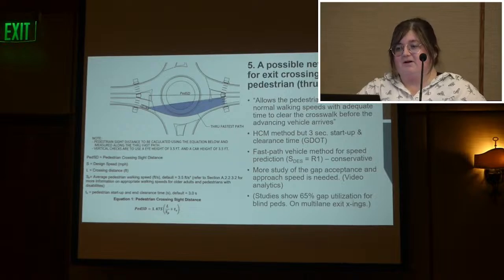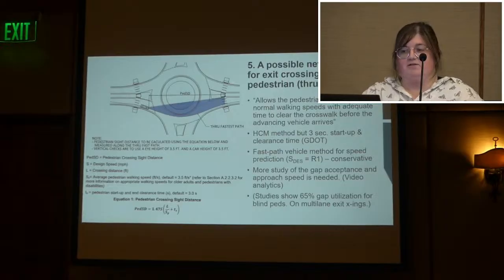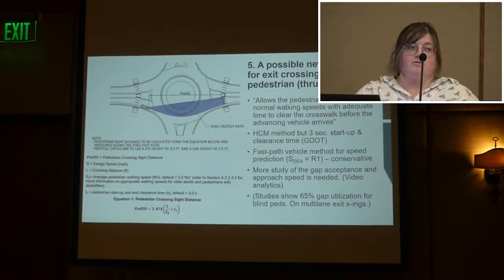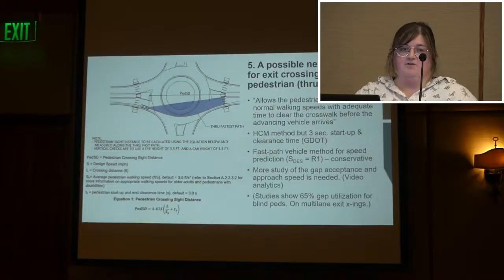So this allows the pedestrian to cross at a normal walking speed with adequate time to clear the crosswalk before the advancing vehicle arrives. So this is the HCM method, but a 3-second startup and clearance time for the pedestrian. This uses the fastest path R1 entering speed, which is more conservative than that R2 speed. More study of that gap acceptance and approach speed is needed at this point, possibly through video analytics. And you can see the diagram here that follows that fastest path, calculating that needed distance along that path.